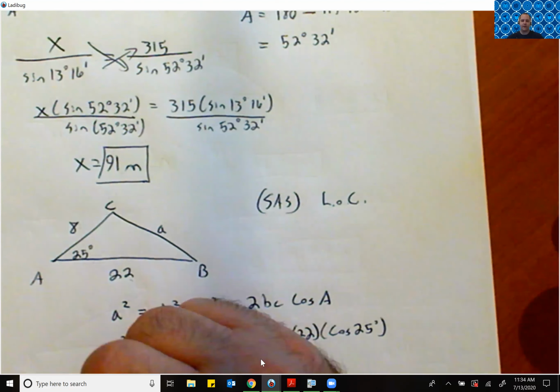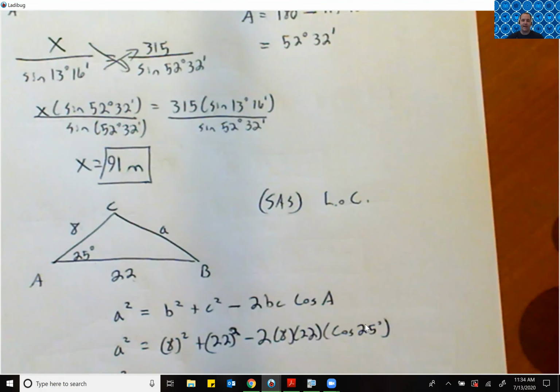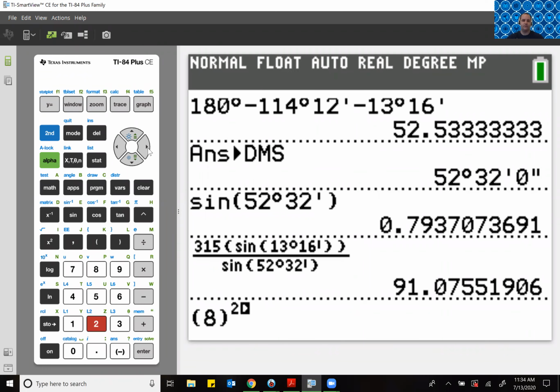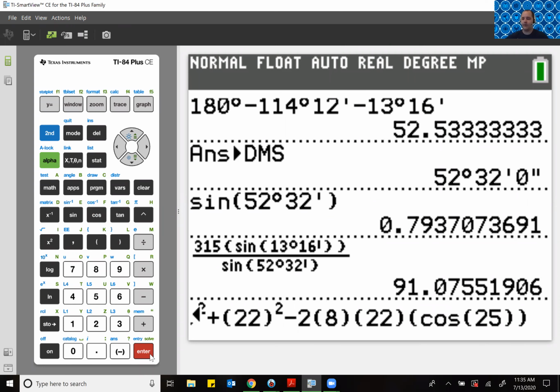So if we just go to our calculator, sorry, I didn't mean to cover that stuff up. We're going to put all this in the calculator. Just the way you see it, 8 squared plus 22 squared minus 2, 8, 22, and cosine 25. There it is. So there's our number.